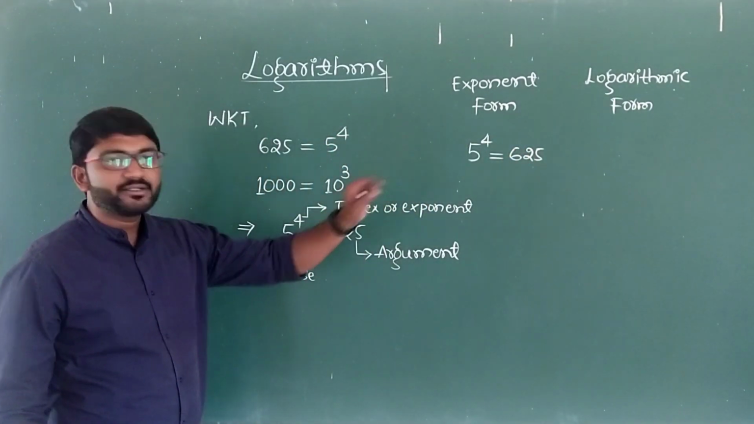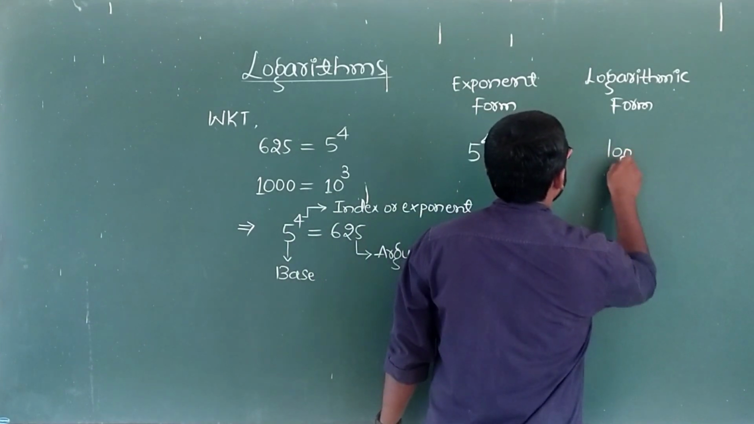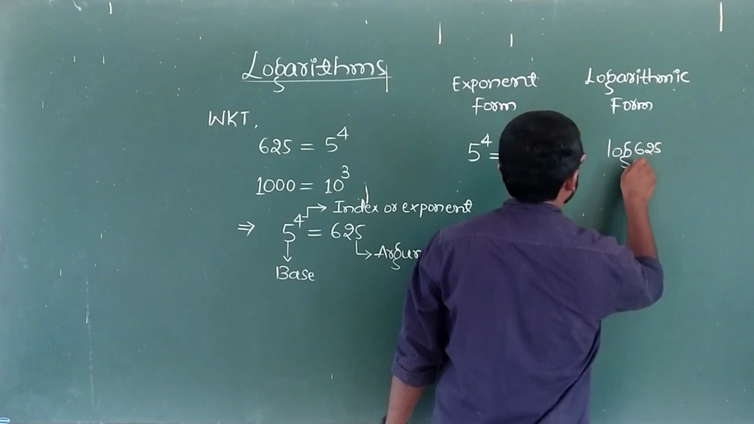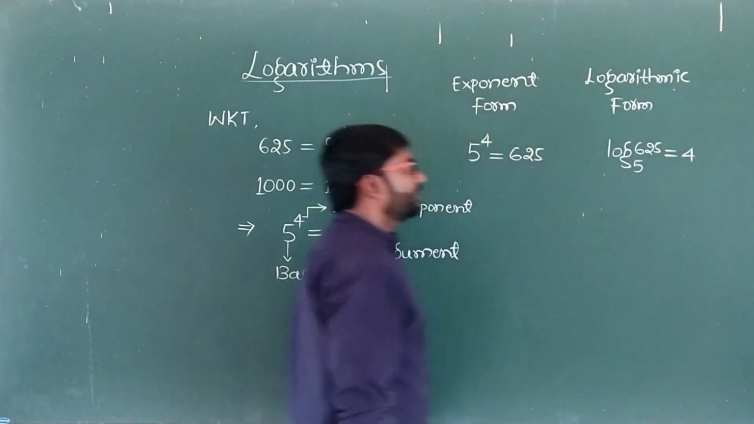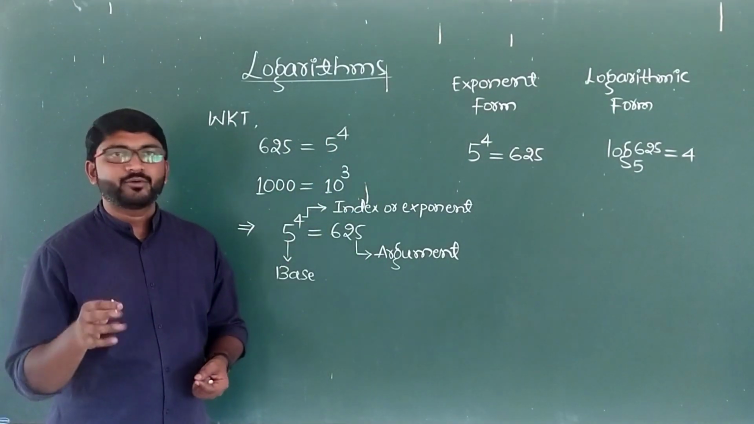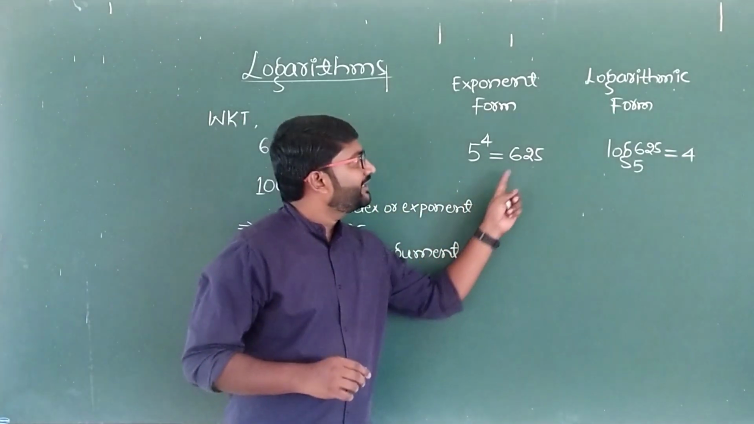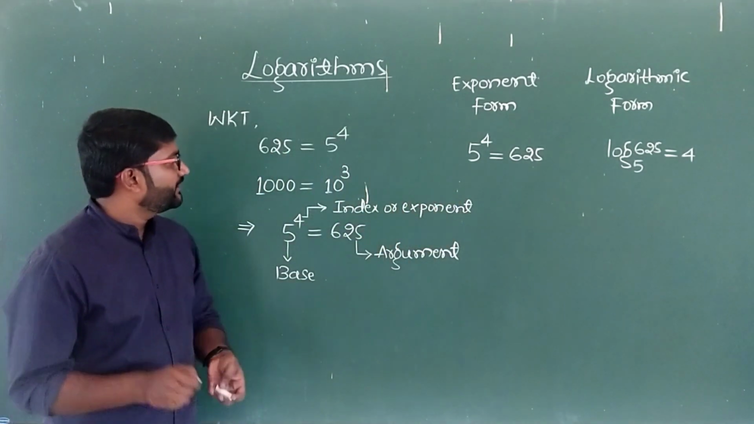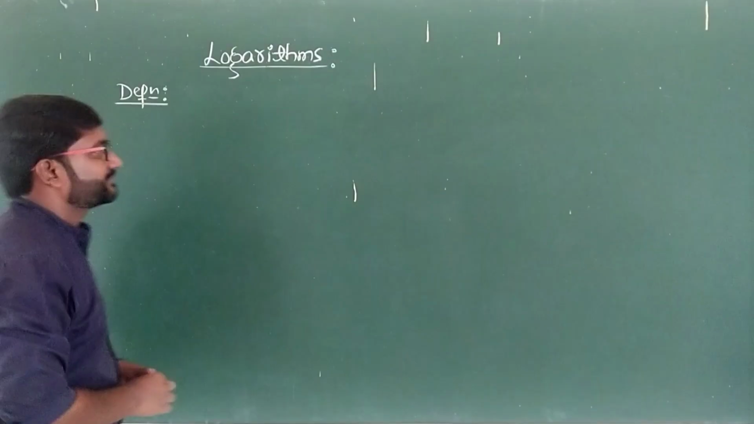Now the corresponding logarithmic form is written as log 625 to the base 5 equals 4. So this is the exponential form and this is the logarithmic form. This is the basic information, so note it down, and then we'll give the actual definition of the logarithm.